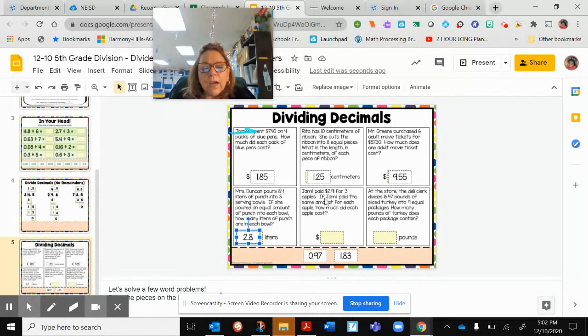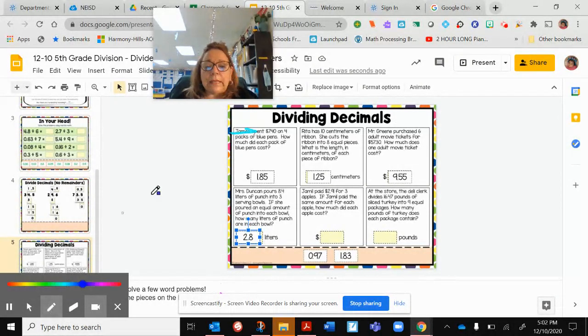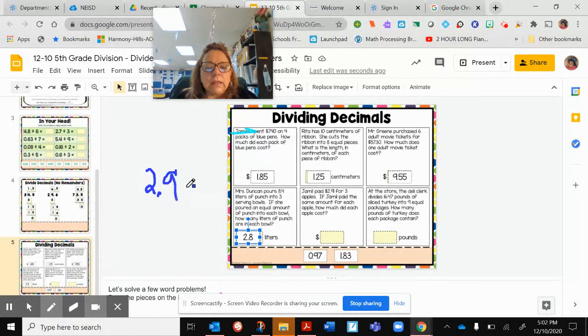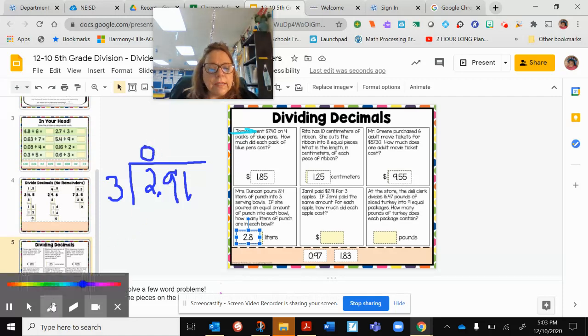All right, Janet paid $2.91 for 3 apples. Okay, so if Janet paid the same amount for each apple, how much did she pay for the apples? Well, let's check it out. So I have $2.91. Oh no, the internet is kind of stuttering right now. Three cannot go into the 2. I have 2 wholes trying to share with 3 groups. That's not going to work.